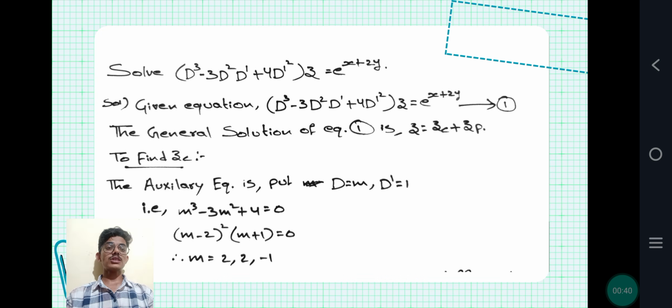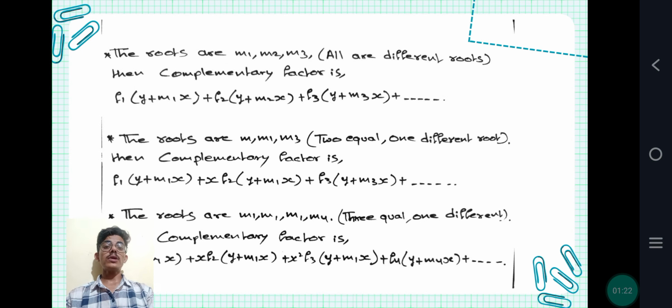The general solution of equation 1 is z = zc + zp. This is the general solution of the given equation. First we want to find zc. Here the auxiliary equation: let D = m, D′ = 1. To solve the above equation, m³ − 3m² + 4 = 0. This is the auxiliary equation. By solving it, we get the factors: m = 2, 2, −1. These are the roots of the above equation.